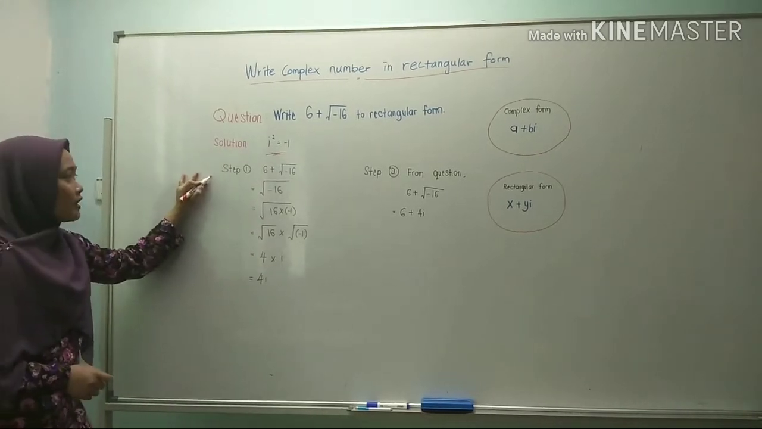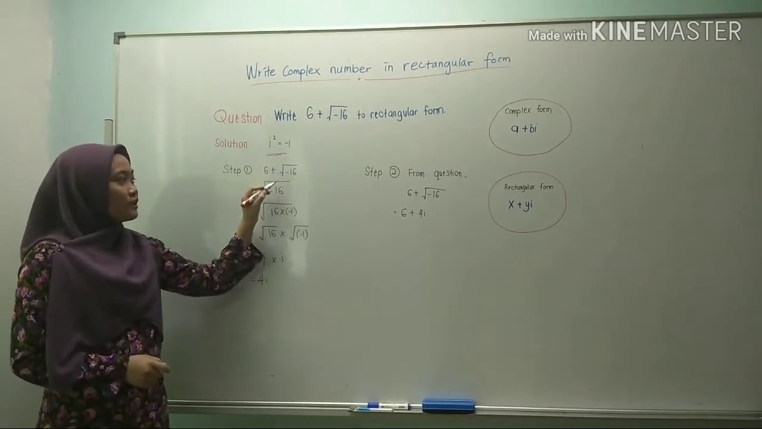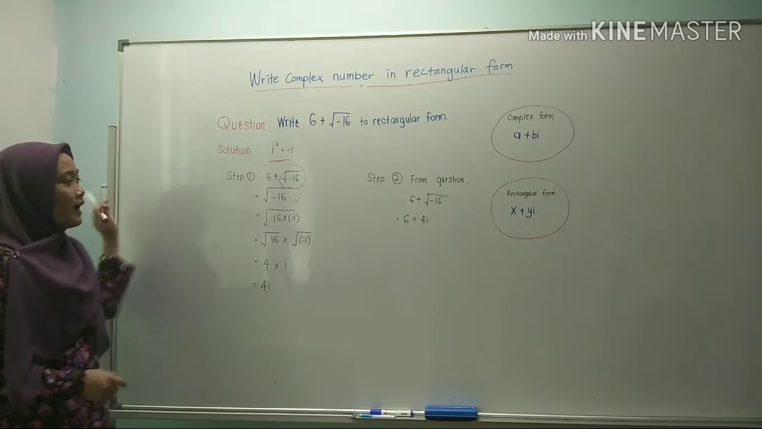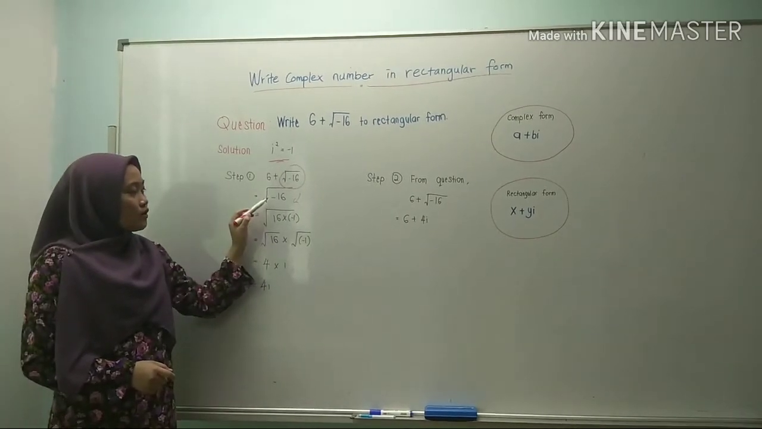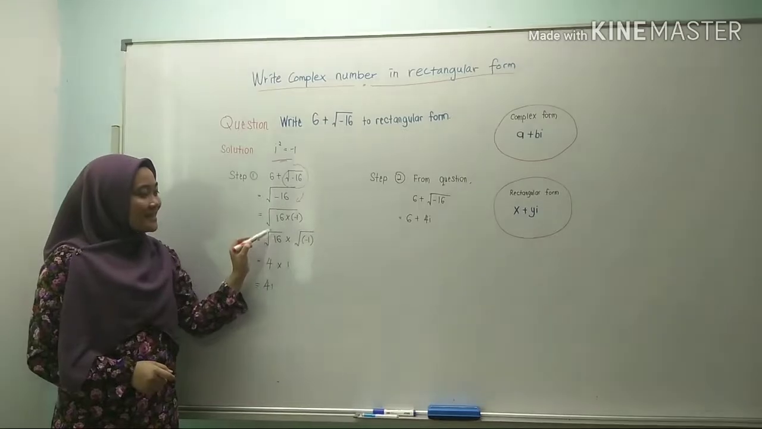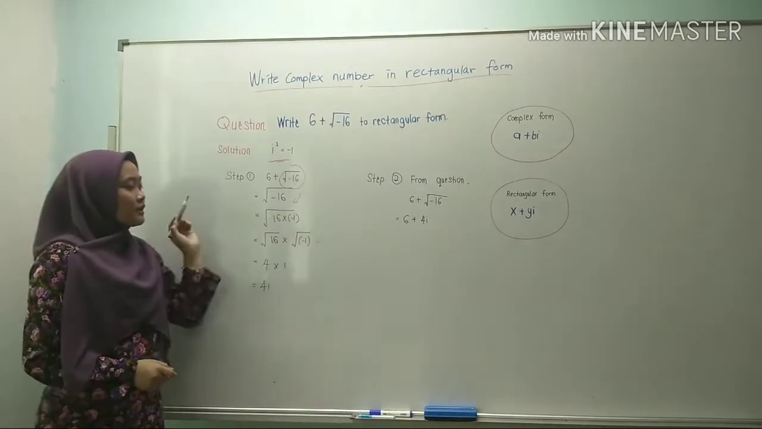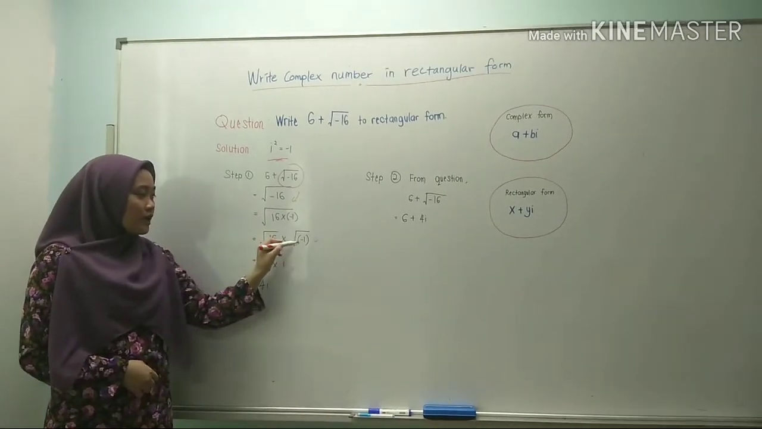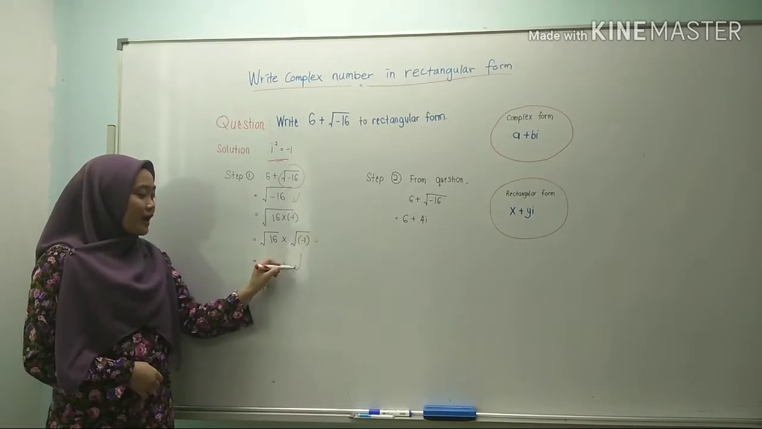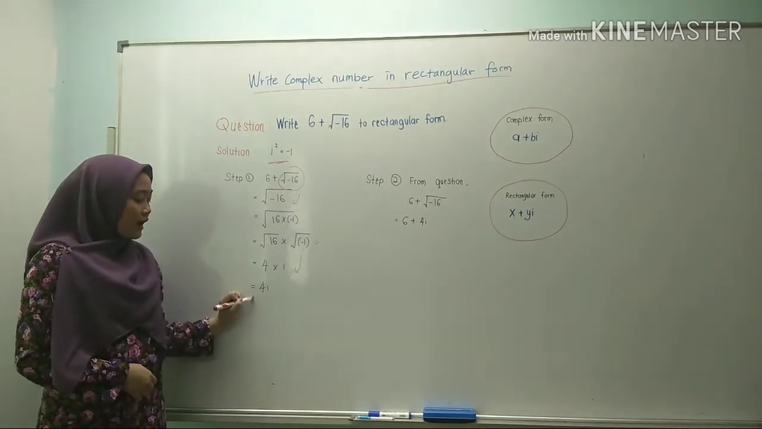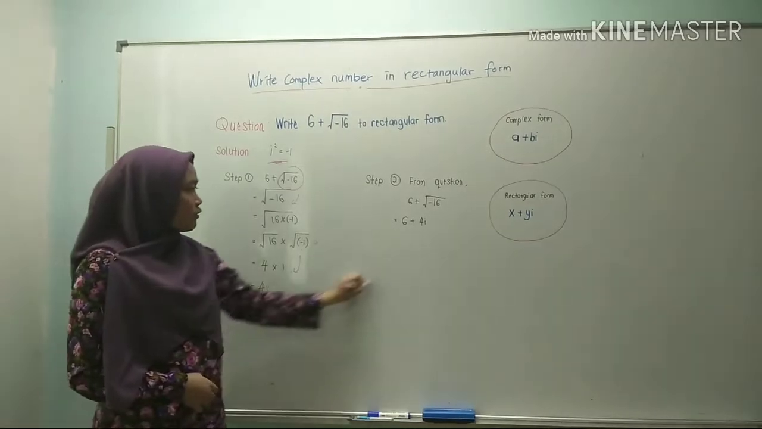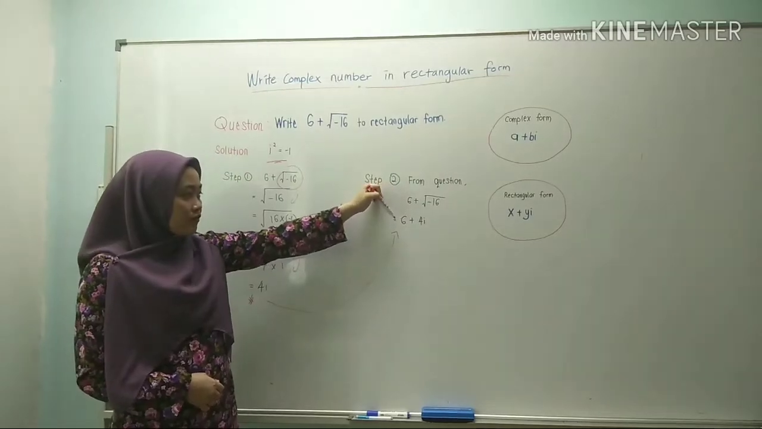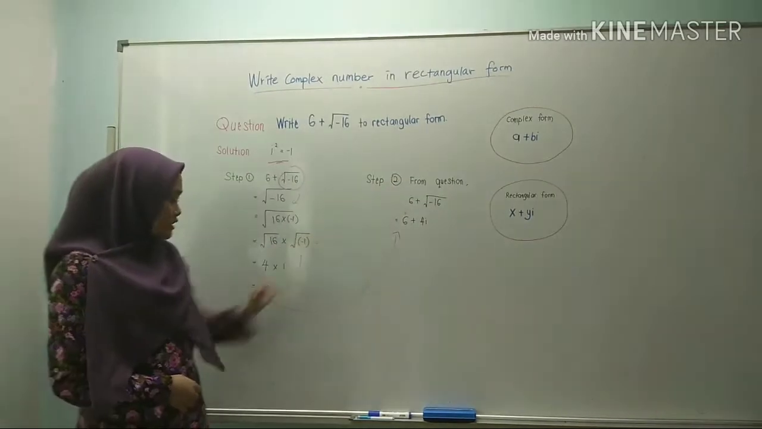For step 1, from the question 6 plus square root of negative 16, we only take this negative 16, and we separate the negative from the 16. Then we calculate the square root of 16, which is 4, and the square root of negative 1 is always equal to i. So we got 4i. Then we bring the i forward. From the question, 6 plus square root of negative 16, the final answer is 6 plus 4i.